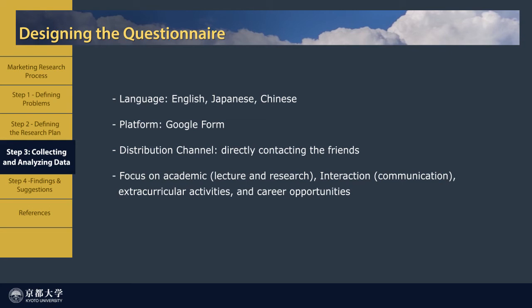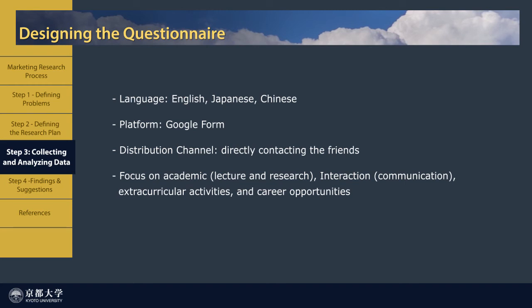Therefore, we designed the questionnaire in various formats. It consists of 3 different languages: Japanese, English, and also Chinese. The reason is to capture both domestic and international stakeholders in Kyoto University.